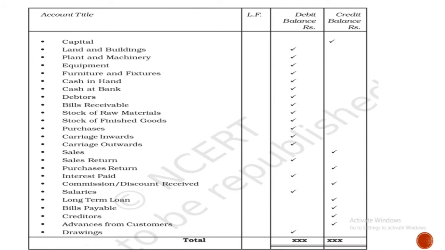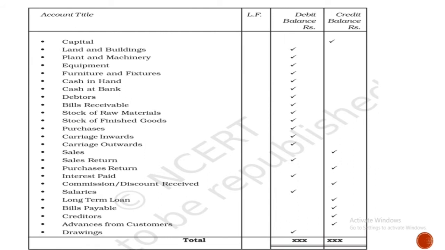The first one is to ascertain the balances of each account in the ledger. Then list each account and place its balance in the debit or credit column as the case may be. If the account has a zero balance, it may be included in the trial balance with a zero in the column for its normal balance. Then the next step is to compute the total of the debit balances column and the total of the credit balances column.